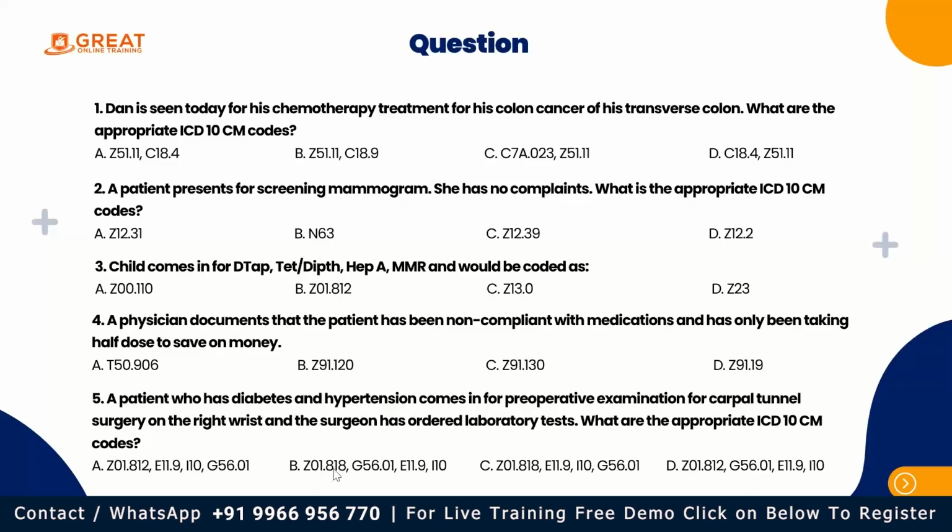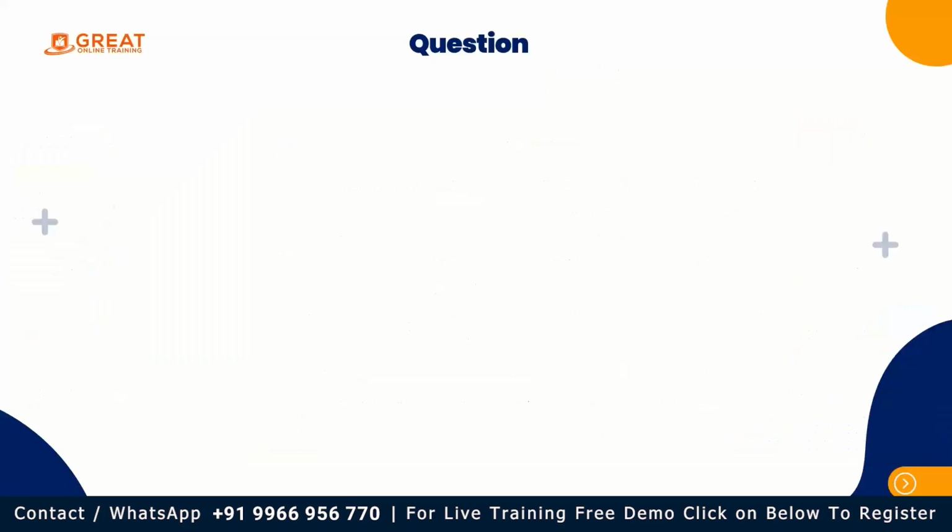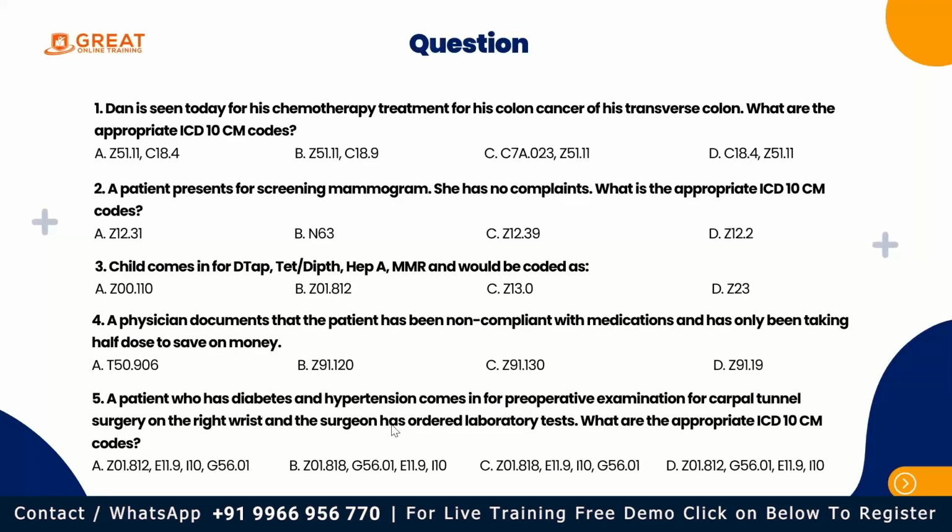Z01.812 or Z01.818. Do you remember? I just told you, I showed you. Which is the code? Are you trying to give an answer or just waiting for me? I think it's 818, the B. No. Why is it wrong? I'll tell you. You can see here the surgeon has ordered a laboratory test. Remember? For a laboratory test, we need to use 812.